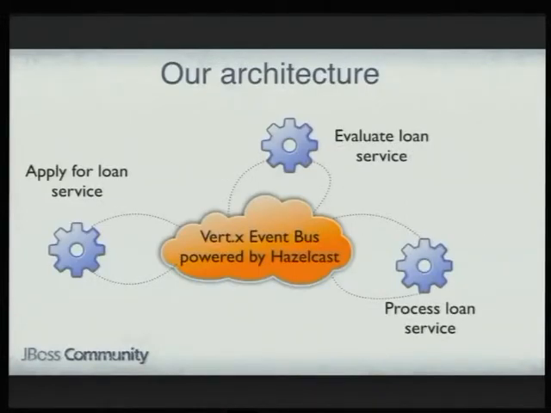So now if you start putting those services into your environment, you start having three individual services that do not have anything in common. They are not dependent on each other. The only thing that they have in common is the data that they work on. The loan application, that's the only thing they actually have in common. So they just drop stuff and pick up stuff from the event bus, nothing else.